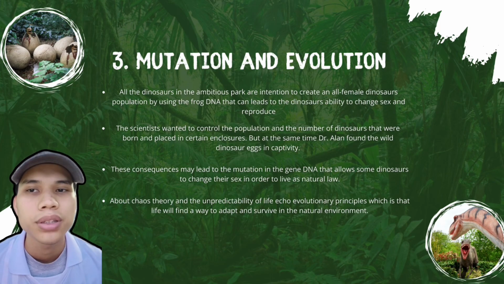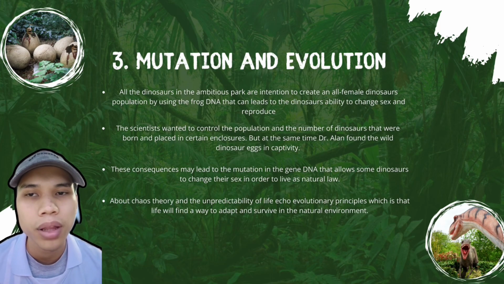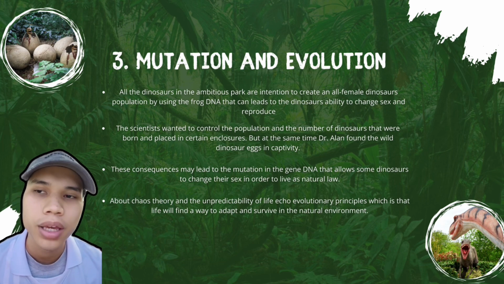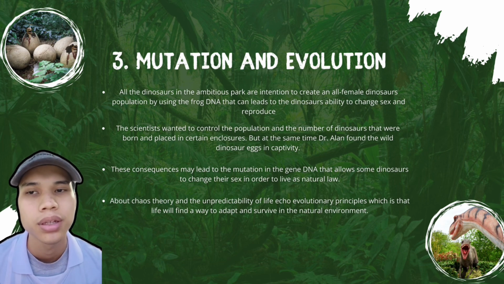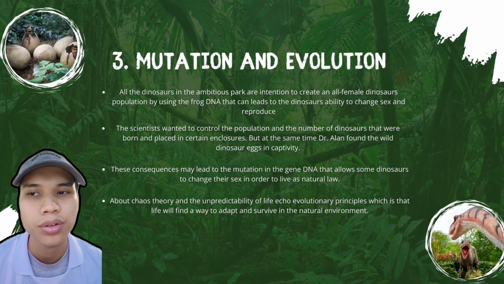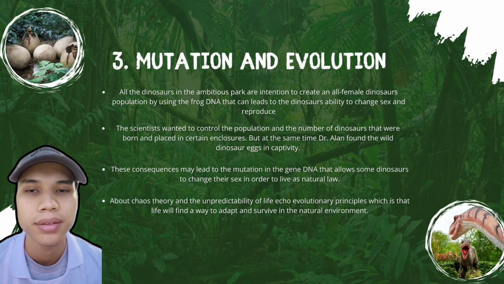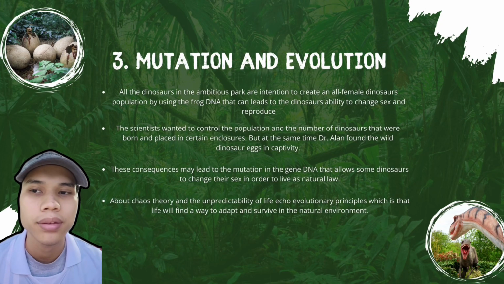Other than that, one of the theories in the movie is that all dinosaurs in the park were intended to be an all-female population, created by using frog DNA, which can lead to the dinosaurs' ability to change sex and reproduce, because the scientists wanted to control the population and the number of dinosaurs that were born and placed in a certain enclosure. But at the same time, Dr. Allen found wild dinosaur eggs in captivity.